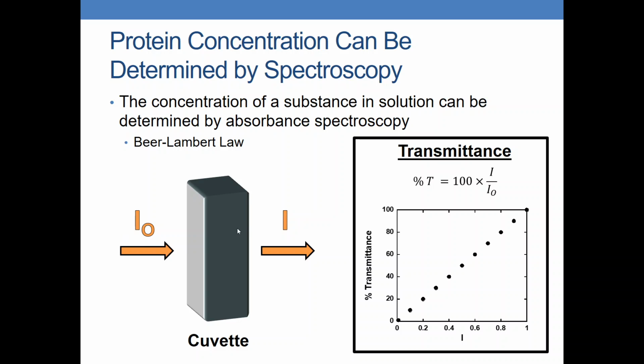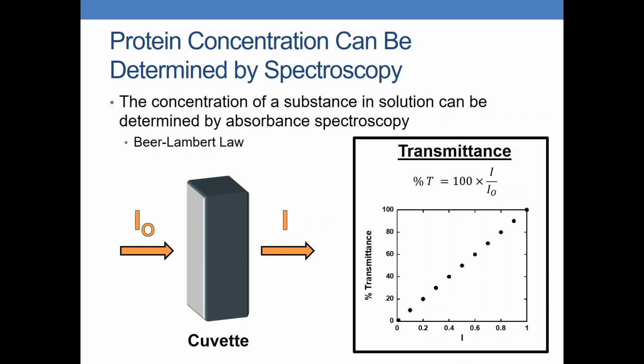I am shining light into my cuvette, and if the molecules present in the solution within the cuvette absorb light, then the light coming out on the other side is going to be a little bit less intense than the light going in. So you should see, if your molecules absorb light, that the light coming out is a little bit dimmer than the light was going in.